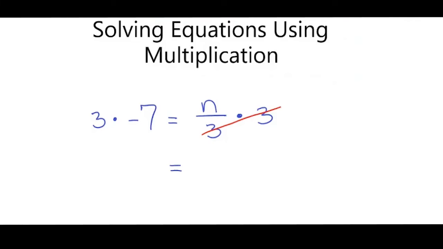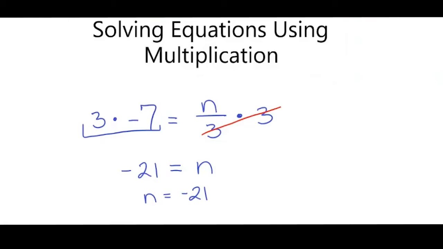I'll bring down the equal sign. All that's left on the right side is n. And now I multiply 3 times -7. That's -21. So n is equal to -21.